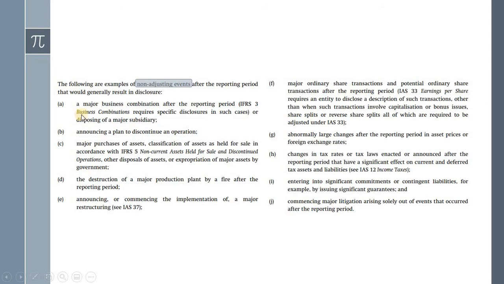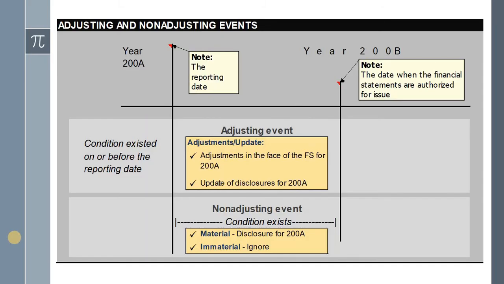So these transactions are all considered material. These are major transactions that need disclosure in the financial statements for the current reporting period, though these events occur after the end of the reporting period. Now let us proceed to the two types of events after the reporting period. These are the adjusting and non-adjusting events.